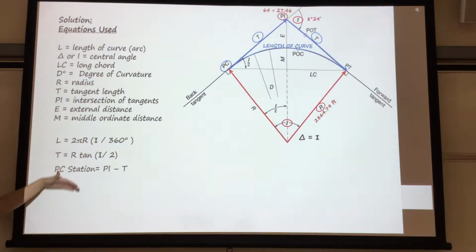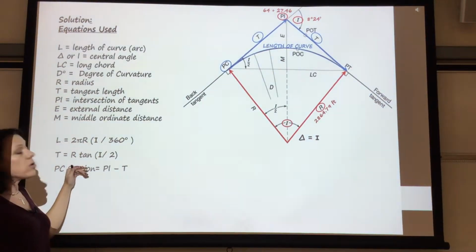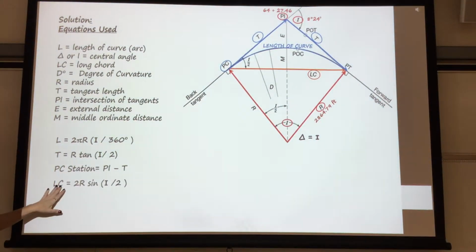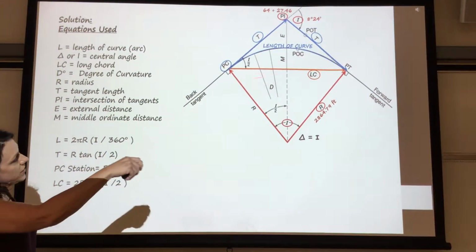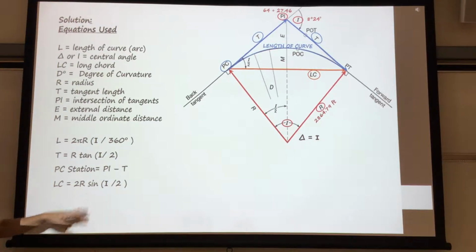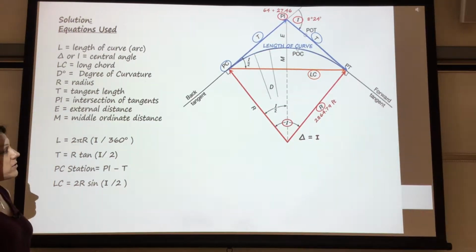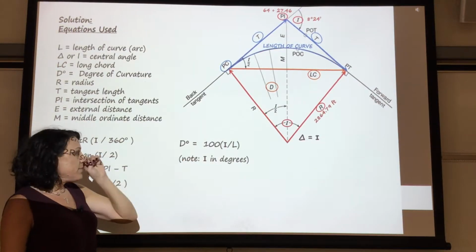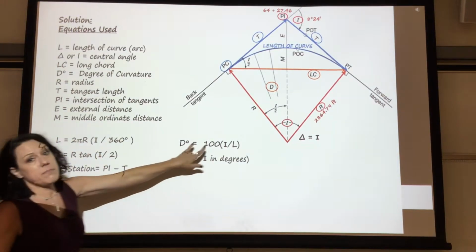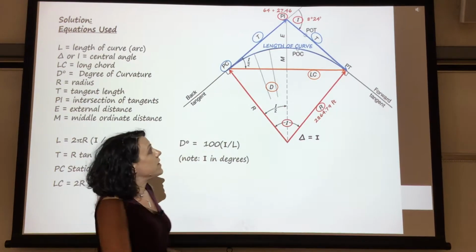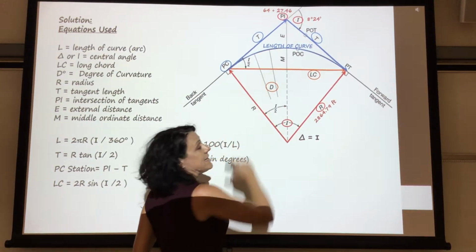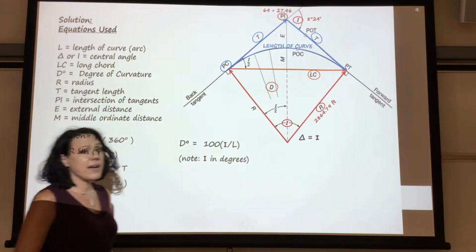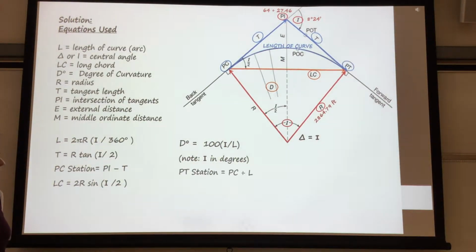Typically we're going to do these calculations in a specific order, because we have to know one piece of information before going to the next. The long chord here, this orange line, is 2R sine of the intersection angle divided by 2. The degree of curve, note that it's in degrees, is 100 times I over L. The 100 means that I'm going 100 feet. This distance from here to here is a length of 100 feet, arc length. So it's I over L, the length of curve.